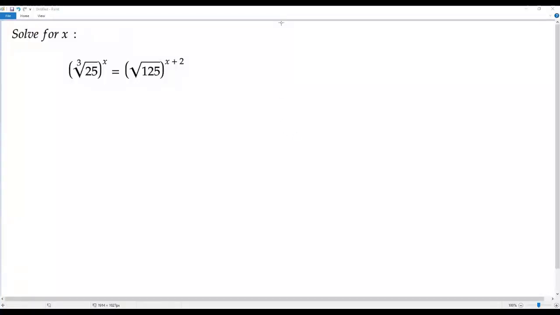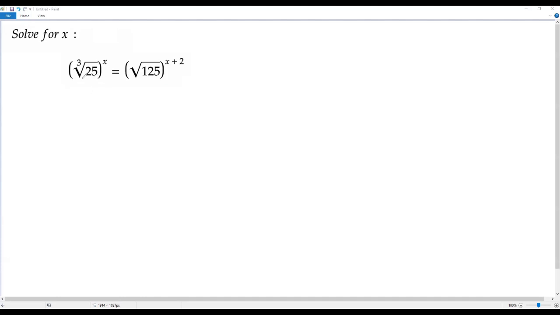Here we have an exponential equation and we have to solve for x in the given exponential equation. That is, we have to find the value of x. Whenever I want to solve for a variable in an exponential equation, my first work is to get the same base on both sides of the equation. Once I get the same base on both sides, I can equate the exponents and I can solve for the unknown. I can solve for the variable.